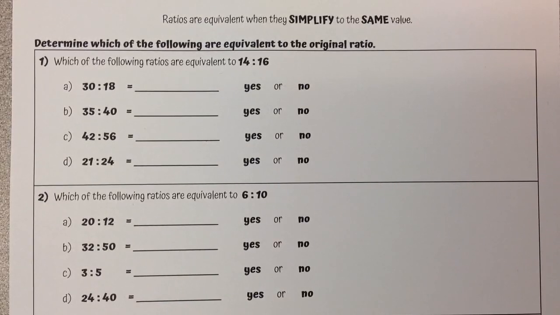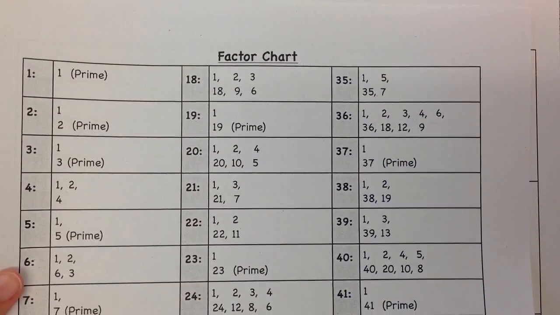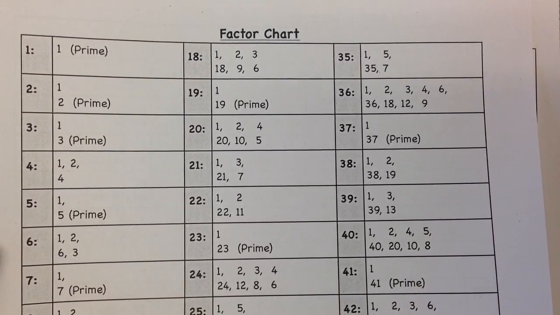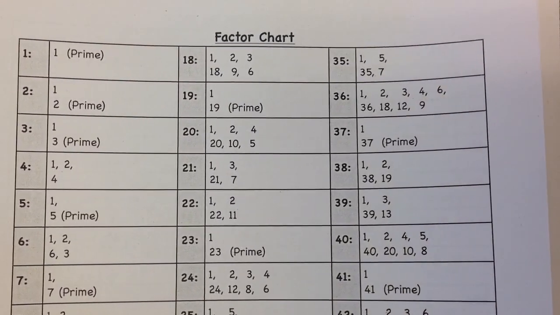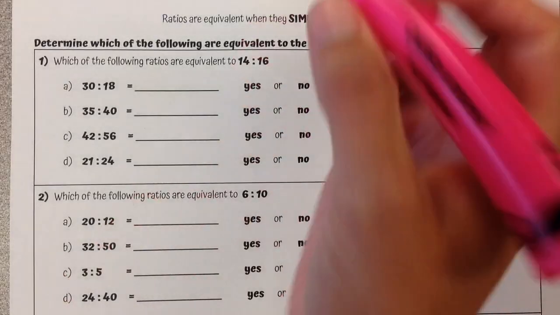For today's enrichment lesson, we are going to be talking about equivalent ratios. You are going to want your factor chart out and ready, either having that opened up from the resource page on Canvas, or if you've got a paper copy, having that taken out. So equivalent ratios, the ratios are equivalent when they simplify to the same value.